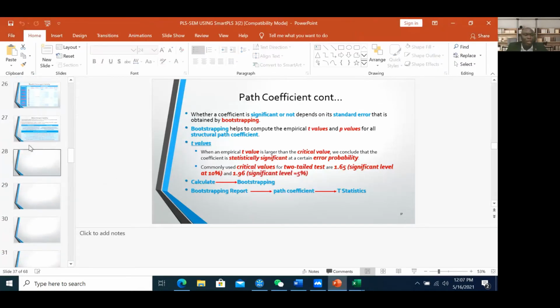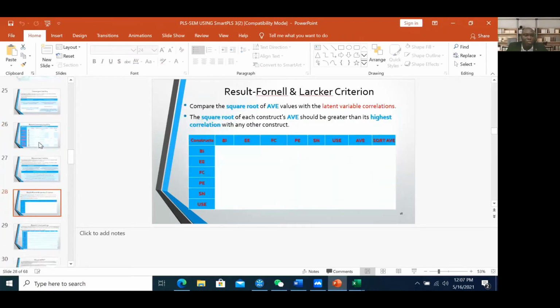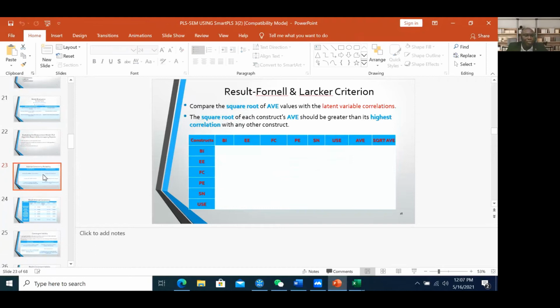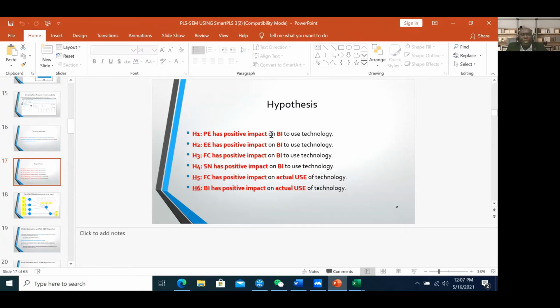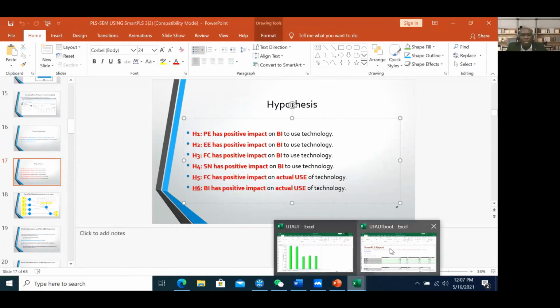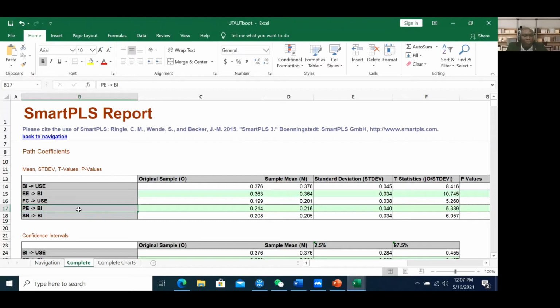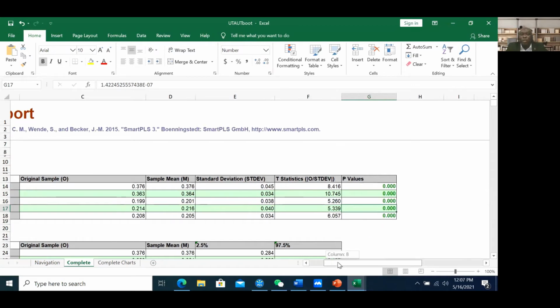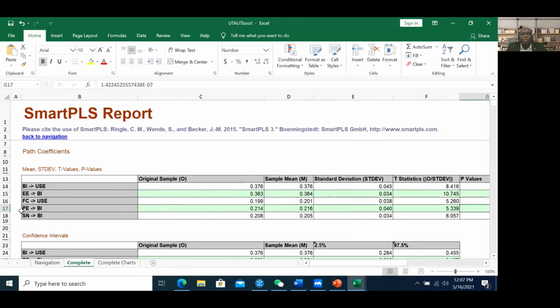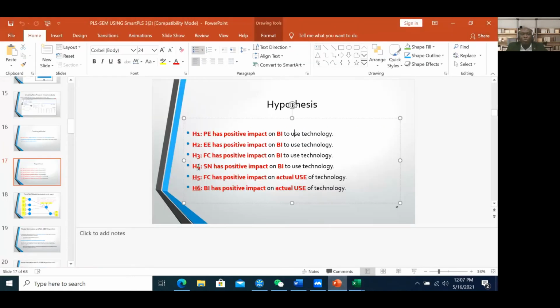Let me quickly go to this. PE has a positive impact on BI. Let's go see that. PE to BI has a path coefficient of 0.214. The T statistics is significant and the p-value is significant. So we accept this hypothesis. We do the same for the other ones.